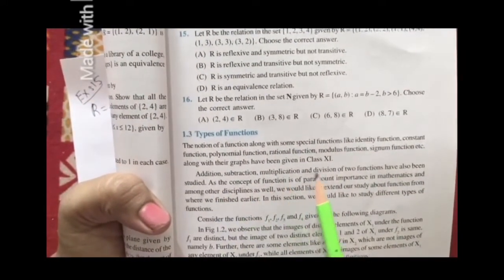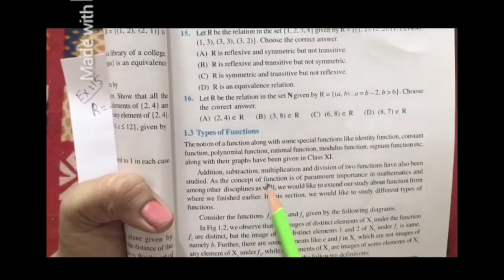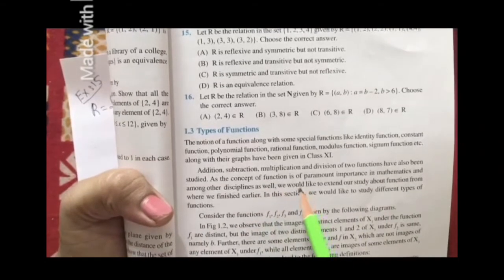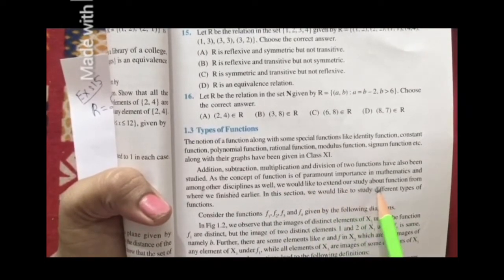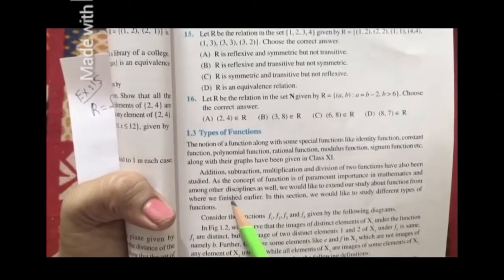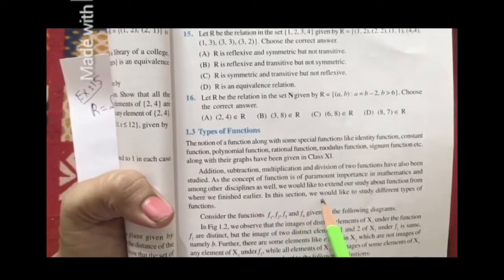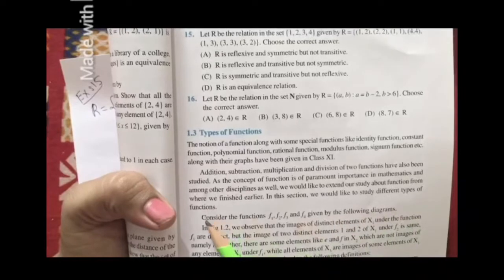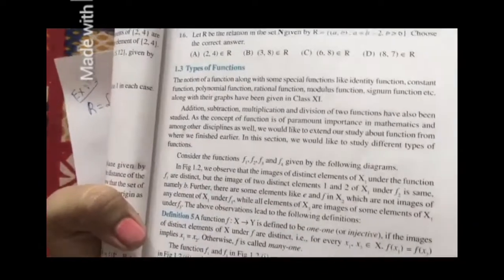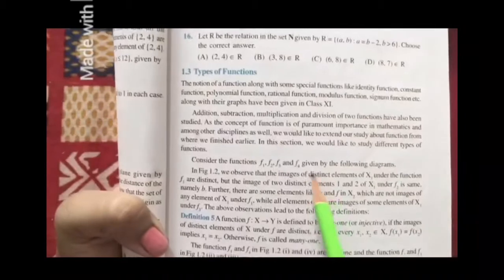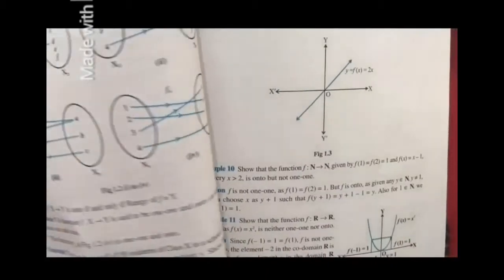Addition, subtraction, multiplication and division of two functions have also been studied. As the concept of a function is of paramount importance in mathematics and among other disciplines as well, we would like to extend our study about functions from where we finished earlier. In this section, we would like to study different types of functions. So let's start: consider functions f1, f2, f3 and f4 given by the following diagrams, in figure 1.2.